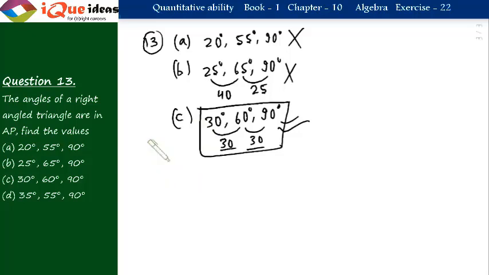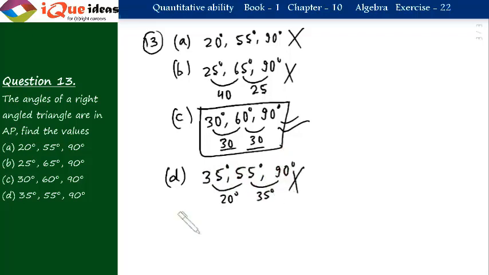But just for the purpose of complete satisfaction, let's check the fourth option also. 35, 55 and 90 degrees. Is the sum equal to 180? Let's check. 35 plus 55 is 90, plus 90, 180. Correct. The difference of 35 and 55 is 20 degrees. Difference of 55 and 90 is 35 degrees. Oh, so this is wrong. Alright, so this is one way of doing this question.